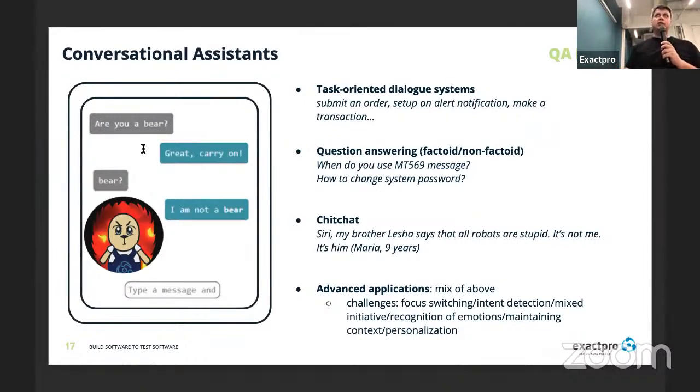Another more common and more widely spread use of artificial intelligence is chatbots or conversational assistants. There can be task-oriented systems, there can be question-answering systems, there can be chatbots for entertainment, and there can be advanced applications that use a mix of all of the above to provide the service.